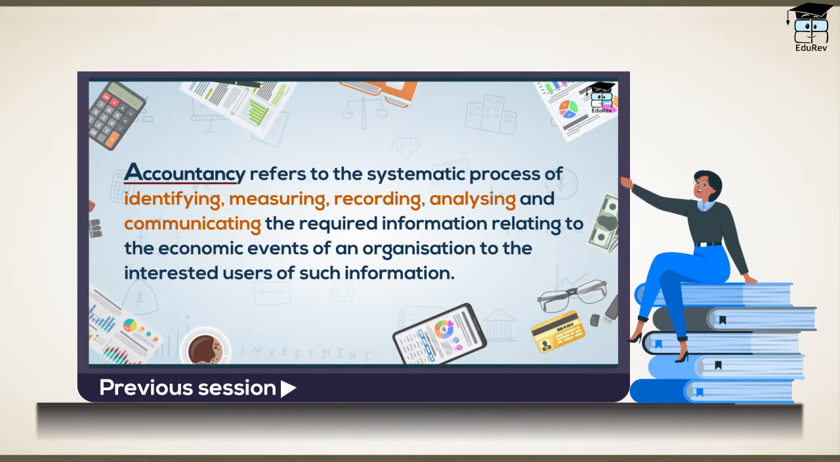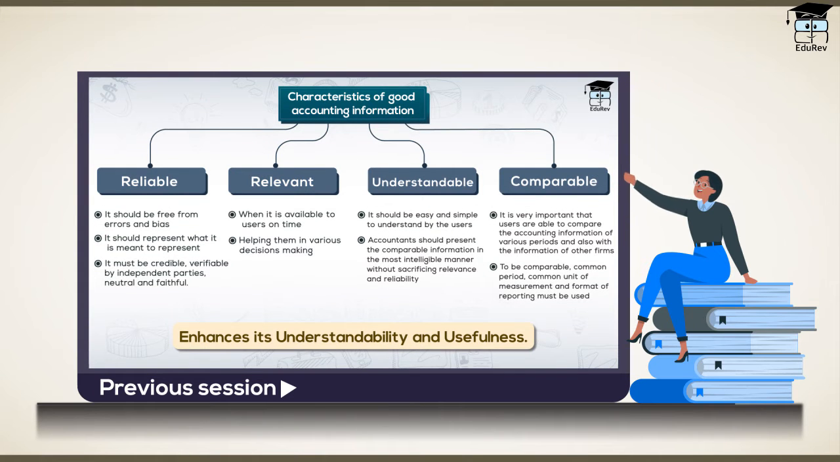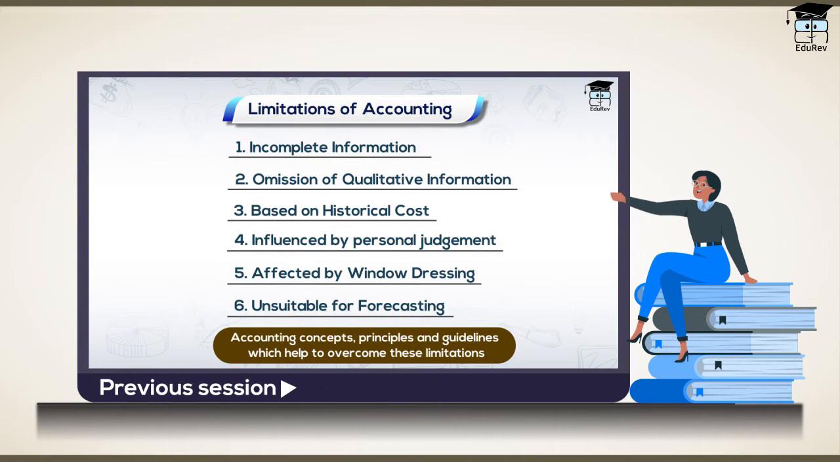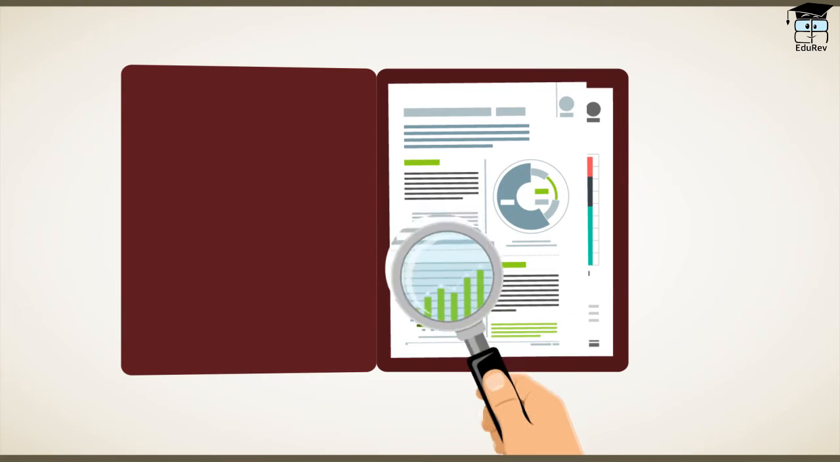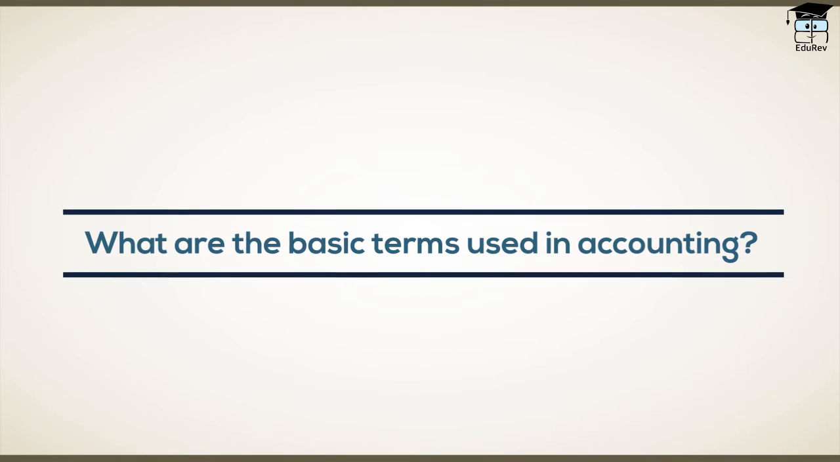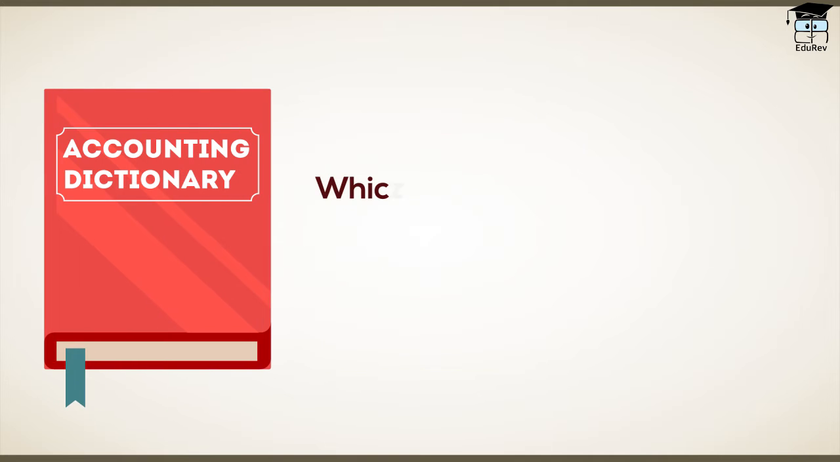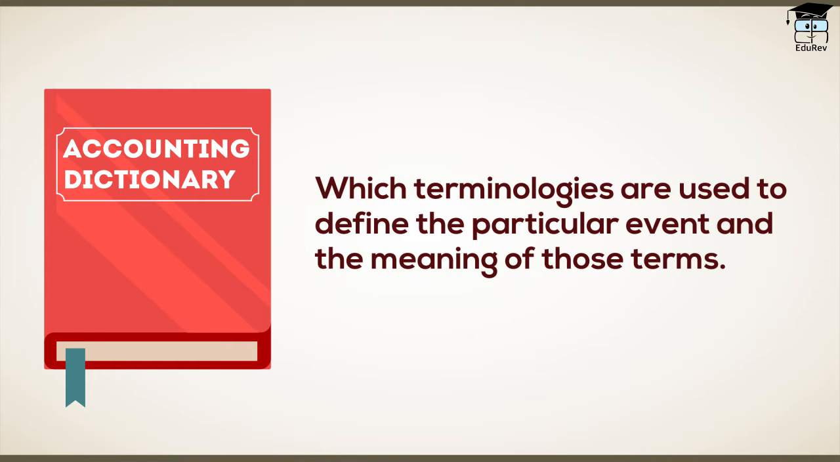In our previous two sessions, we discussed what accounting is, its importance and objectives. Also, we have overviewed characteristics of good accounting information and advantages as well as limitations of accounting. So now we have got a fair idea about accounting. Moving ahead, now we need to study how exactly accounting is done. For this, we need to identify and record the business transactions in the books of accounts. Hence, we must learn what are the basic terms used in accounting. It is like an accounting dictionary where we will understand which terminology is used to define a particular event and the meaning of those terms. So let's start.